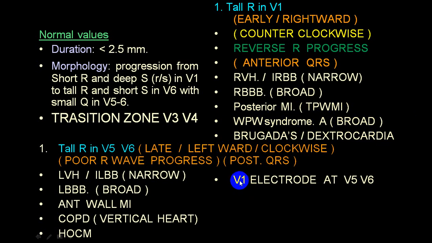If the V1 electrode is placed at V5 or V6, you will have a tall R wave in V1. This sometimes happens by mistake. If you place a V1 electrode at V5 or V6, you will have a tall R wave in V1. That can happen. You should always try to rule that out first and then look for all these other conditions.